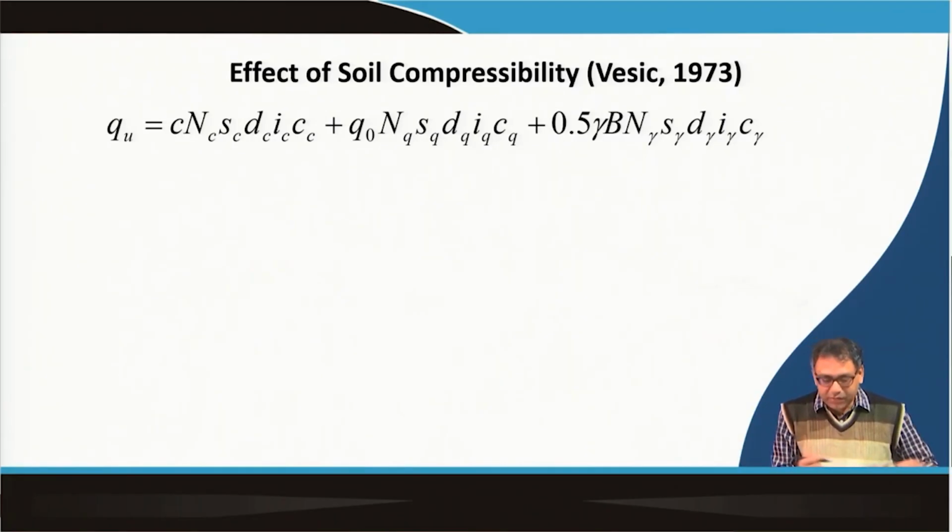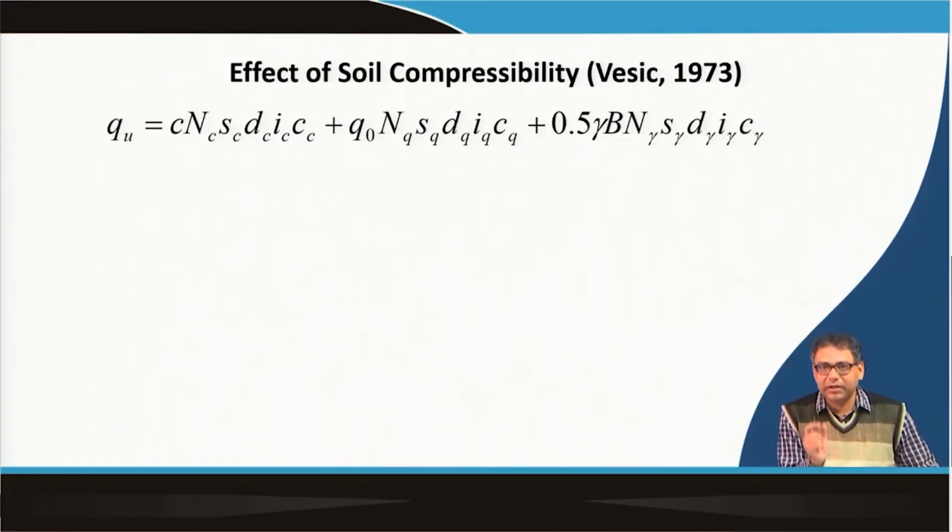This is due to the compressibility of the soil. So, this is our general bearing capacity equation, where the shape factor, depth factor and inclination factor are given. In addition, another factor is introduced, called the compressibility factor. So, this is Cc, Cq and C gamma. Now, how will I calculate these values? This compressibility effect of the soil was suggested in 1973.